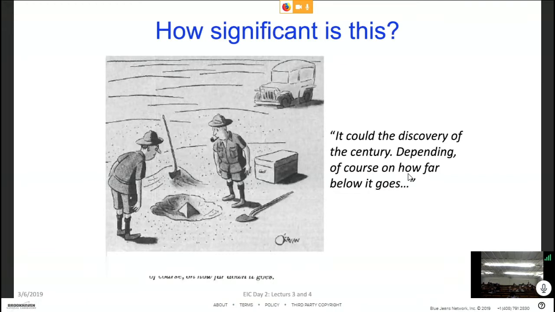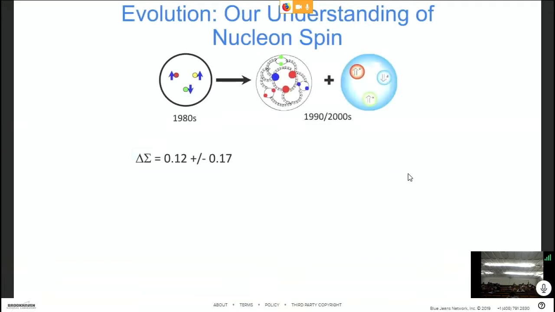So now let's go back and see how big a deal this is. These two people have discovered something new, something interesting, and they said, my God, look at that. We might have discovered something very important. It could be the discovery of the century. Of course, it depends upon how deep this thing goes. If it ends just 2 centimeters below that, they found a pyramid-like rock. But if it goes like 100 meters below there, then they have discovered something important. So let's see how important our discovery was, that delta sigma is so small.